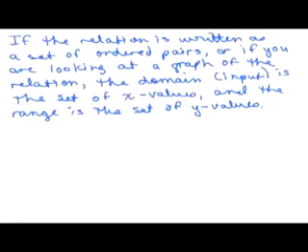You might have noticed that if the relation is written as a set of ordered pairs, or if you're looking at the graph of the relation, the domain is simply the set of x values and the range is the set of y values. But you might not be looking at a relation that is written with numbers in it at all. So let's look at a different kind of relation.